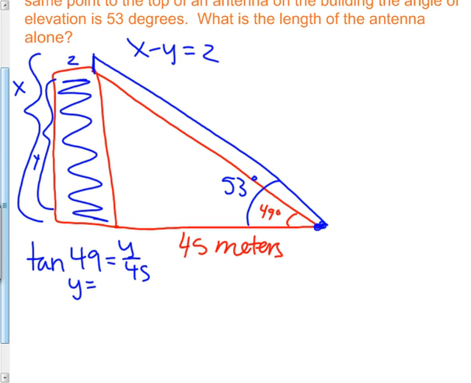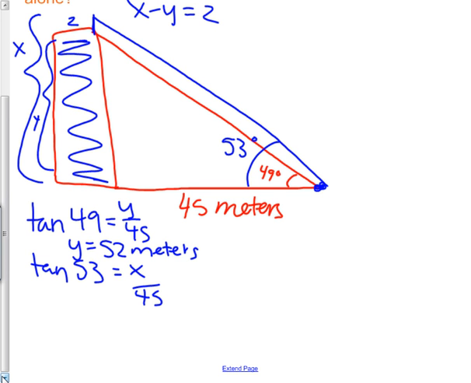45 is about 52 meters. That's what I got. And then we have to find out the whole distance, and the whole distance is x. So we can say that tangent, and now our whole distance, that's with this 53 degree angle. So tangent of 53 equals x over 45. And that should be about, x should equal about 60 meters.